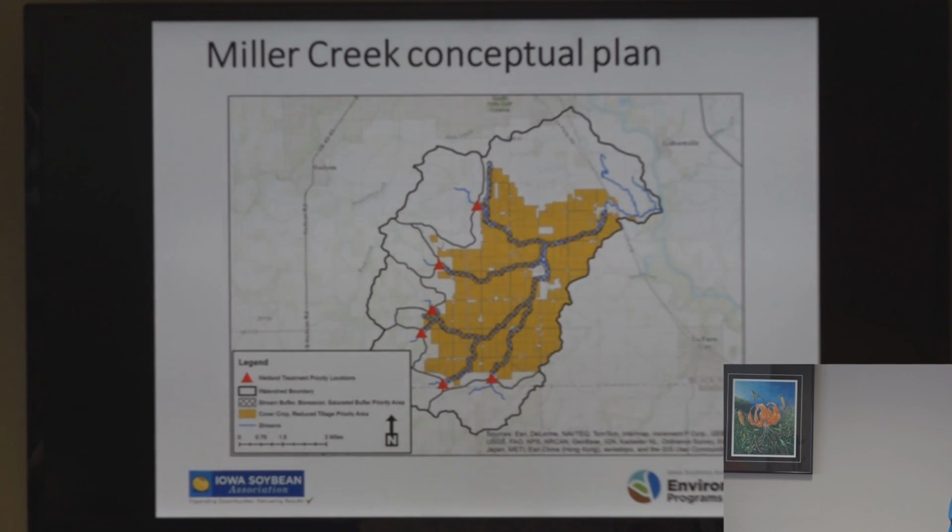Going back to Miller Creek, this is what the conceptual plan looks like. So remember I mentioned earlier in the presentation how this sub-watershed up here that's treated by the natural wetland has pretty good water quality already. So in this watershed plan, we haven't targeted any conservation practices there. That being said, it's still important for those farmers when they're thinking about their profitability and long-term productivity to think about things that build soil health, like reducing tillage and implementing cover crops.